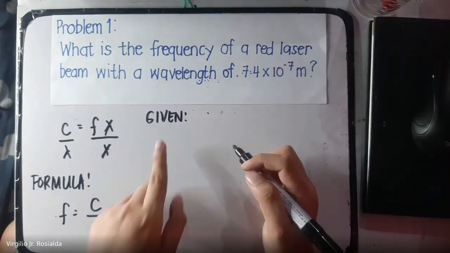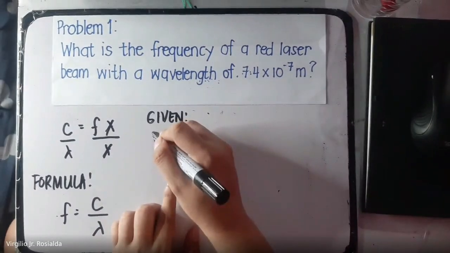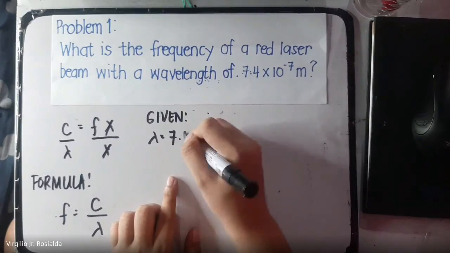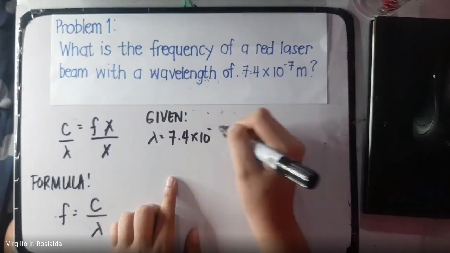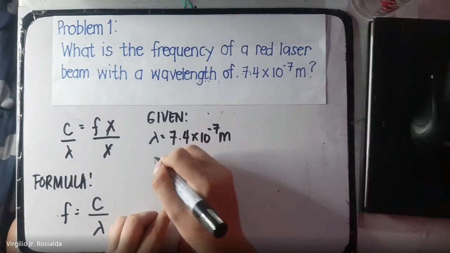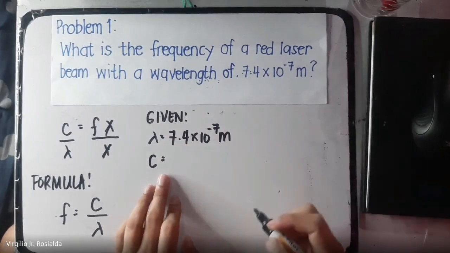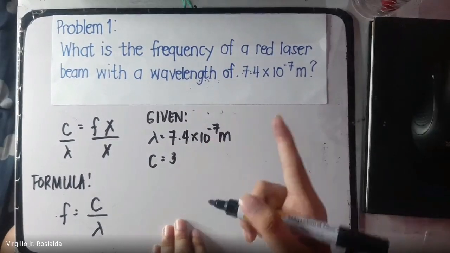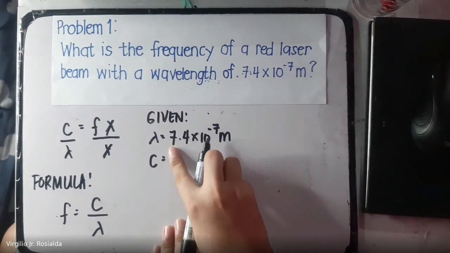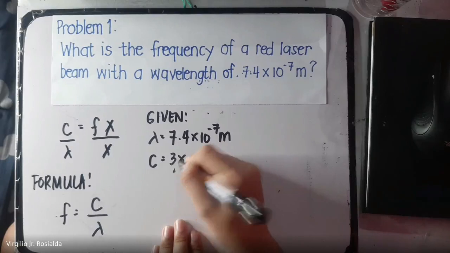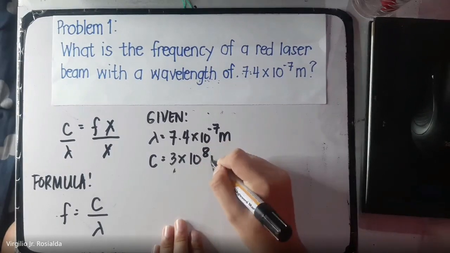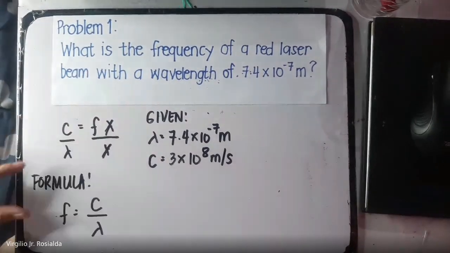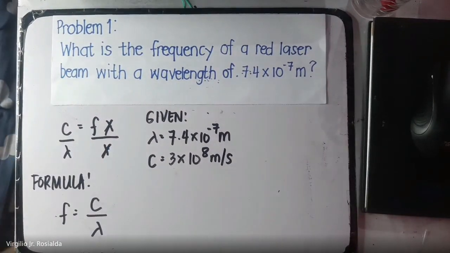Okay, so for the given, we have lambda, which is given natin 7.4 times 10 raised to negative 7 meters. At ang ating speed is the constant, which is 3. Always remember that the speed of EM wave is always equal to 3 times 10 raised to 8 meter per second. O, ganun lang naman siya kasimple. Meron na tayong given, may formula na tayo, ang kailangan lang natin ay solution.